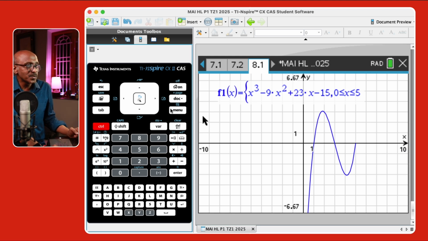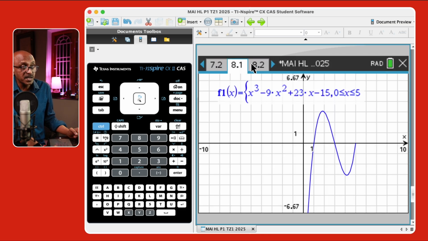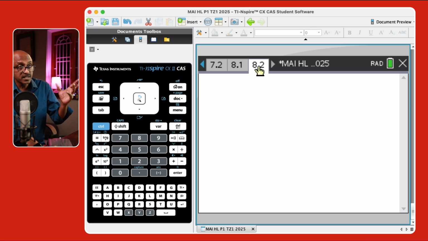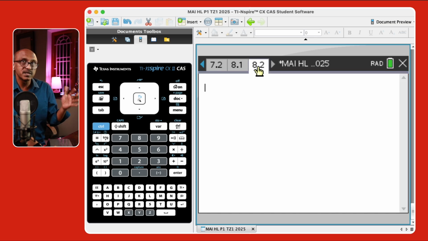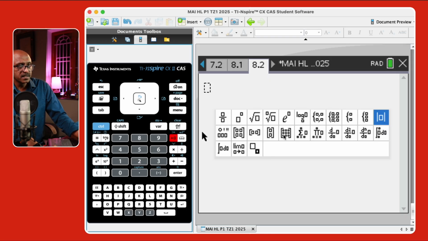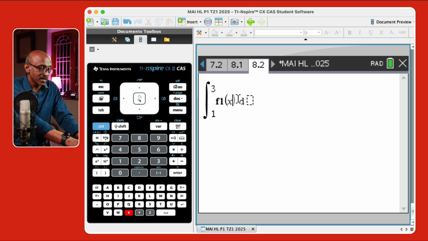I'm just going to insert a calculator page within the same problem. So 8.1 is the graph page, and 8.2 is the calculator page. It's dynamically linked. Since you already defined here f1 of x, you can just refer to it rather than entering it again. So go here and get the template for the definite integral, and I can just say from 1 to the value of a, which we saw from the calculator, that's 3, and here I can just type in f1, and the moment I type f1, you can see it comes bold. That's a beautiful thing about this dynamic linking. Okay, definite integral from 1 to 3, f1 of x, so it saves you time.